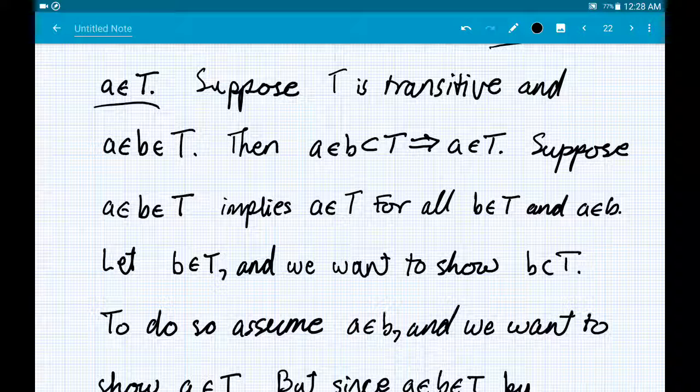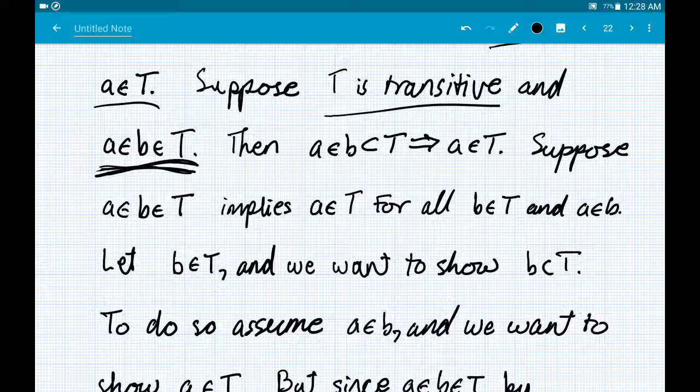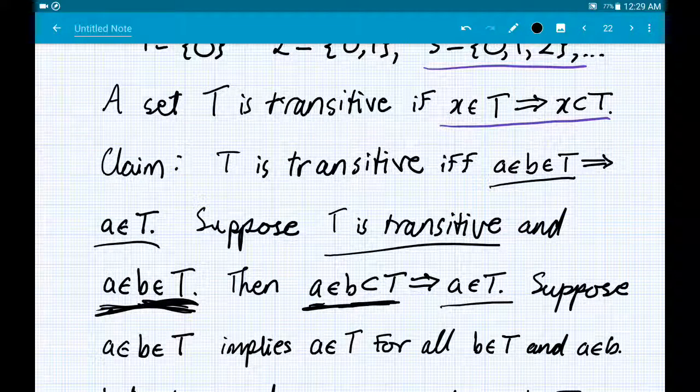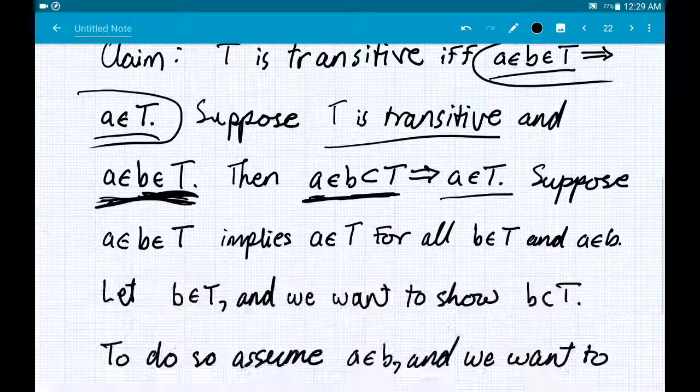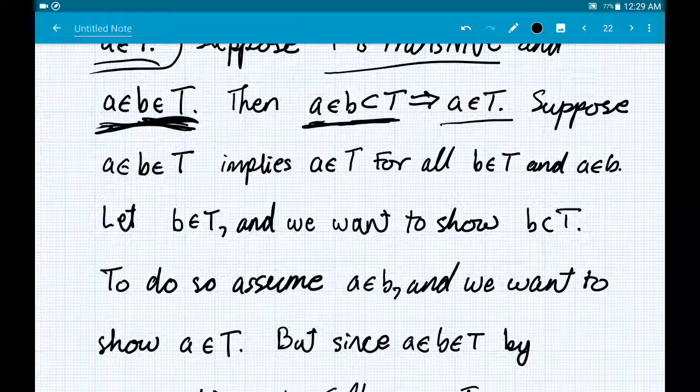Suppose that T is transitive, and A is in B and B is in T. We would like to show that A must therefore be in T, right? So I'm supposing that it's transitive and trying to show that this property implies that A is in T. Well, from the definition of transitive, B being an element of T implies that B is a subset of T, and we know that A is an element of B, so from this it follows immediately that A is an element of T. So I have just shown that if a set is transitive, it has this conditional property, if you'd like to call it that. Let's see how it goes in the other direction.